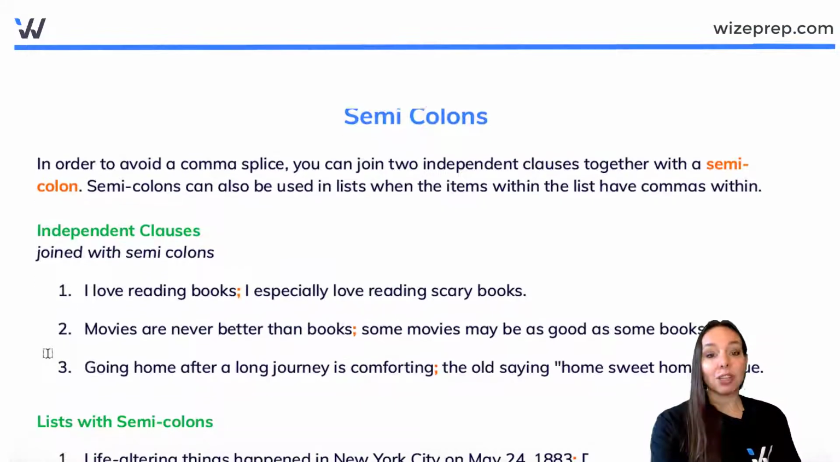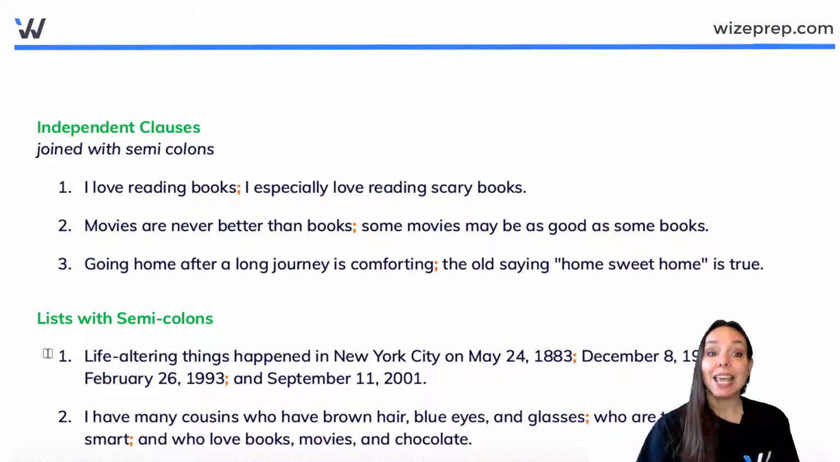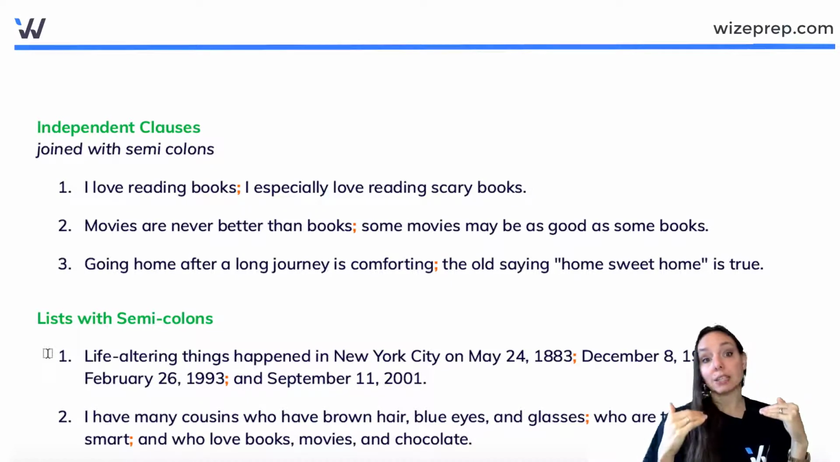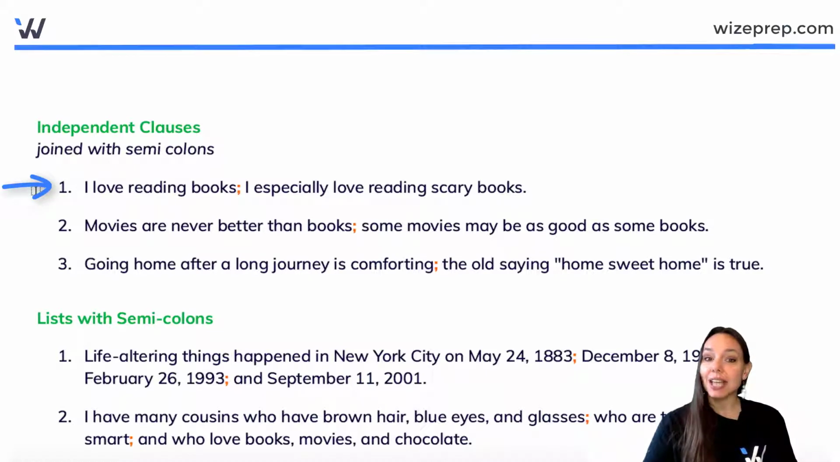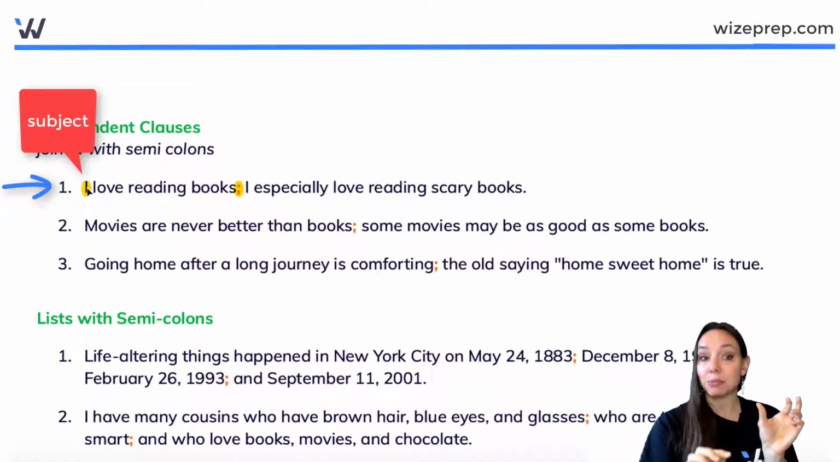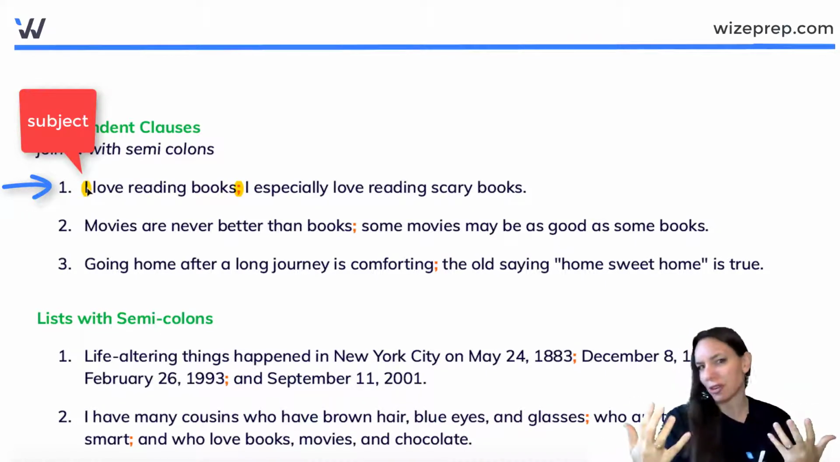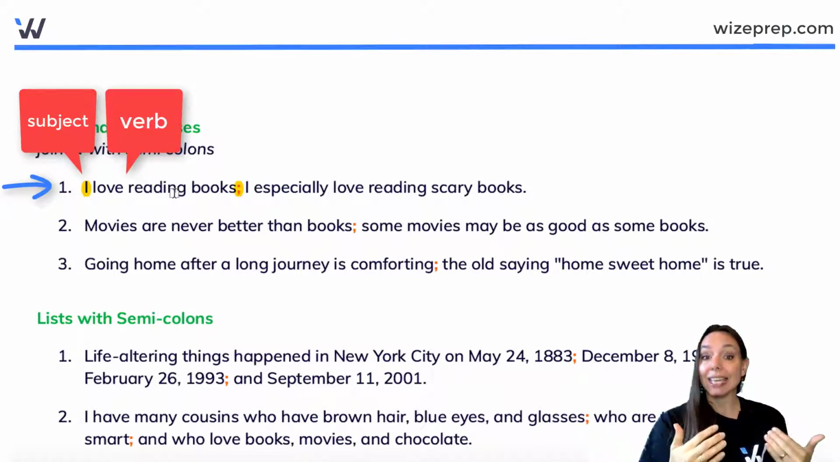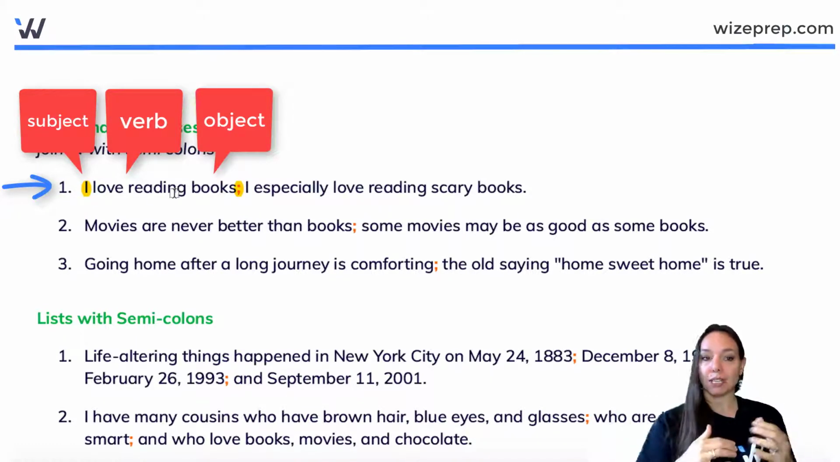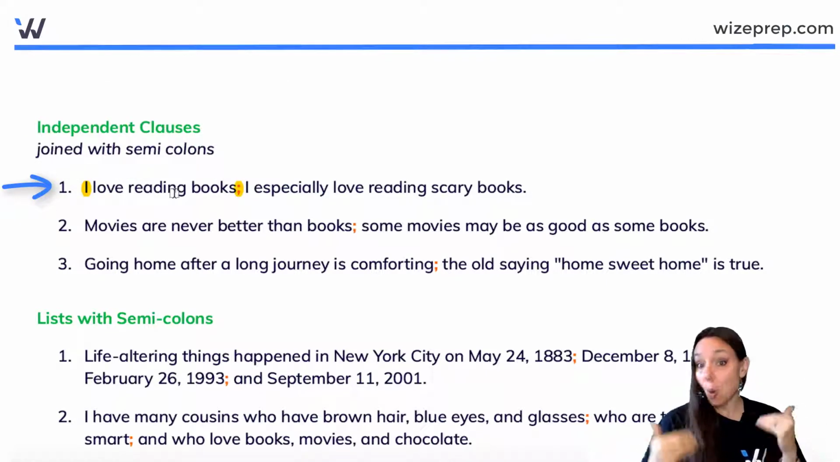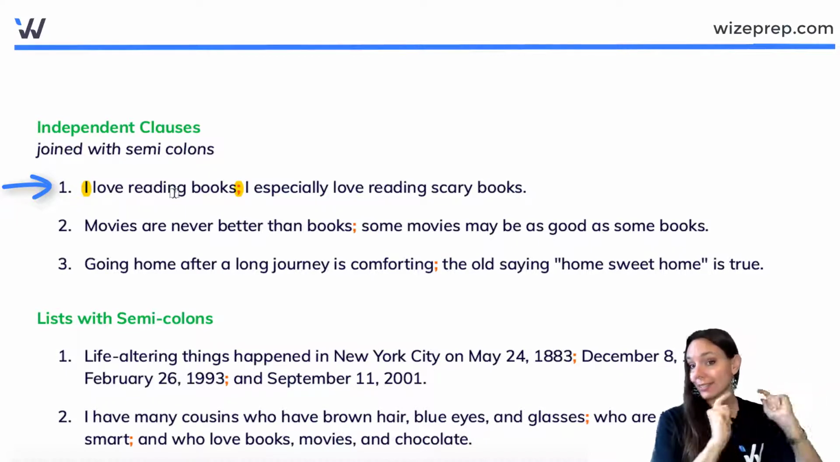So let's have a look at some sentences that join independent clauses with semicolons. Number one, I love reading books; I especially love reading scary books. So this semicolon is joining those two independent clauses. I is the subject of the first independent clause, or the first sentence, love reading is the verb, and books is the object of that verb. All we need to make a sentence or an independent clause is a subject and a verb. So, I love reading books. Great, it stands on its own.